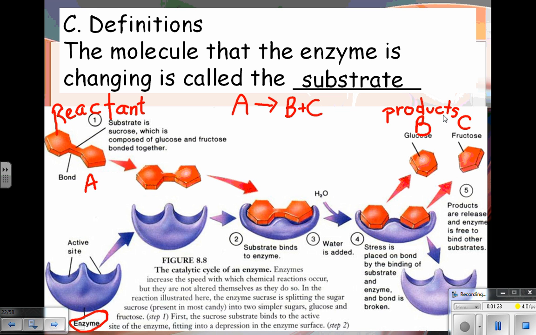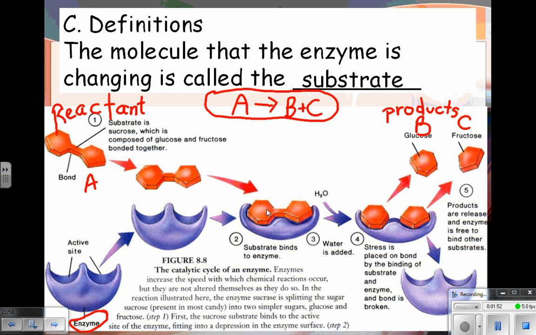So you should already know the terms reactants and products. Here's what you need to know now. The reactant is also called the substrate. It's called a substrate when an enzyme works with it. So if you just have this equation, A becomes B plus C, and there's no enzyme involved, then you call this the reactant. If there's an enzyme that you need to speed up this chemical reaction so A is broken down more easily, then instead of calling it a reactant, you can also call it a substrate. So a substrate is the chemical that the enzyme works on.